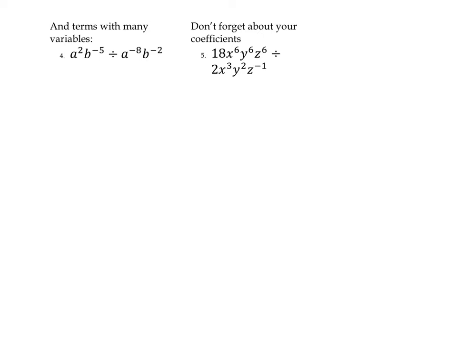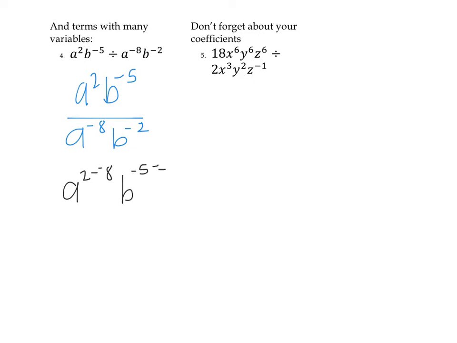Okay, so it also works when we have multiple variables multiplying in one term divided by the same types of terms. So we've got a squared, b to the negative 5th, that's our numerator. And then we're dividing by a to the negative 8, b to the negative 2. I'm rewriting them as fractions just because it's easier for my brain to visualize. So I'm literally just going to follow our same rule. So it's a squared minus negative 8. And then I have b to the negative 5th minus negative 2. We'll notice something's going to happen with those b's in a second, but I just want to keep following this rule of subtracting.